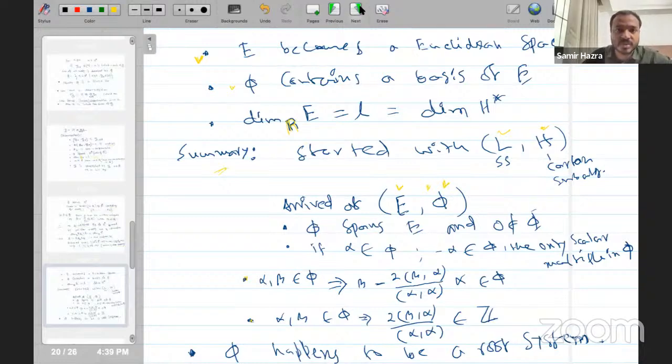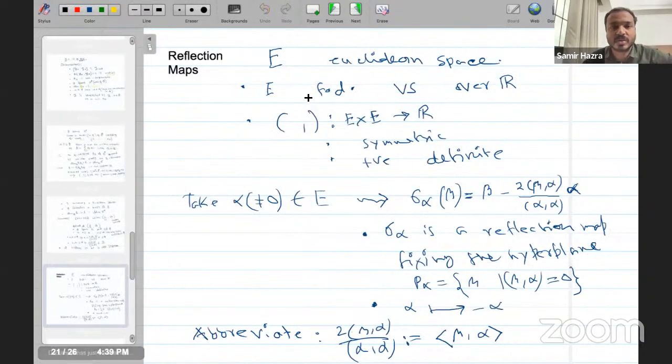In general, root systems can be introduced starting with a Euclidean space. So suppose E is Euclidean, so basically it is a finite dimensional vector space over R we are considering, and then it has a symmetric positive definite bilinear form. So this is it. This is symmetric and this is positive definite. Now we can take any alpha which is a non-zero vector inside E.